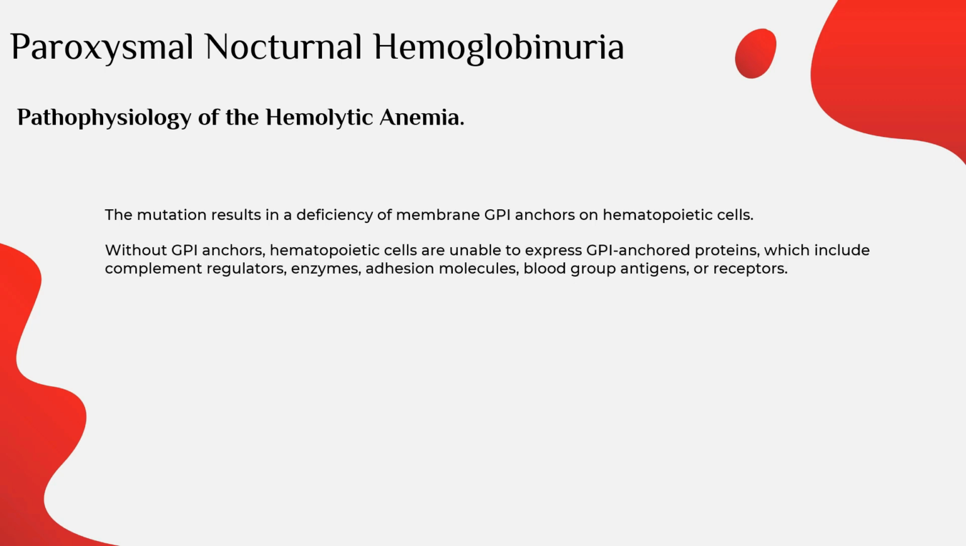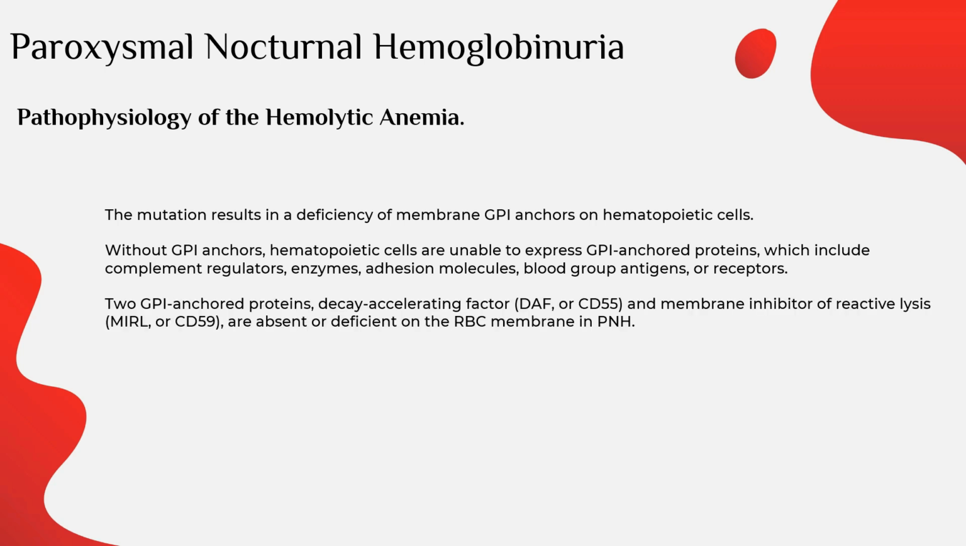Without GPI anchors, hematopoietic cells are unable to express GPI-anchored proteins, which include complement regulators, enzymes, adhesion molecules, blood group antigens, or receptors. 2 GPI-anchored proteins, decay accelerating factor, DAF, or CD55, and membrane inhibitor of reactive lysis, MIRL, or CD59, are absent or deficient on the RBC membrane in PNH.